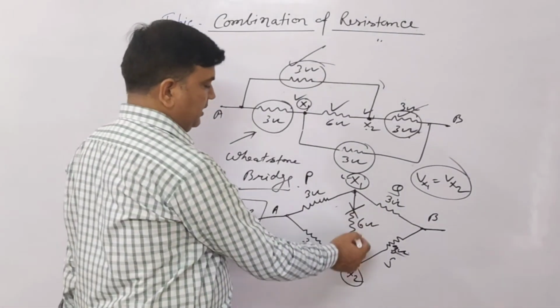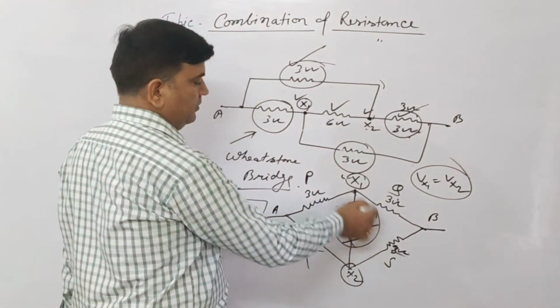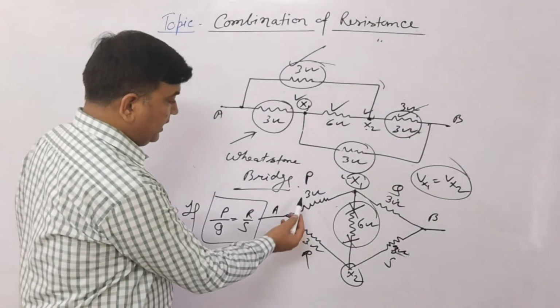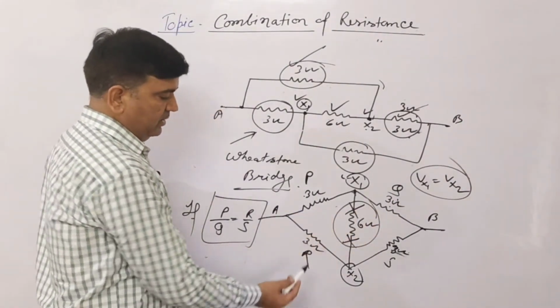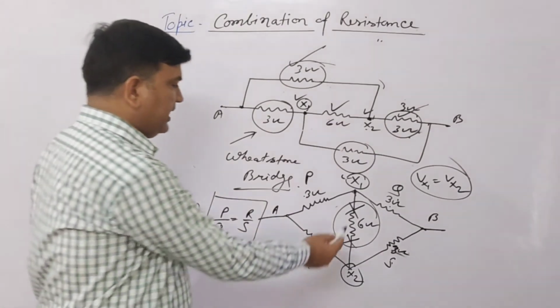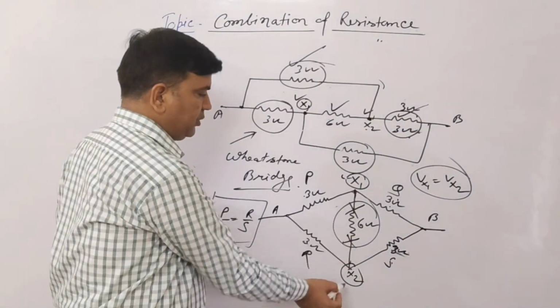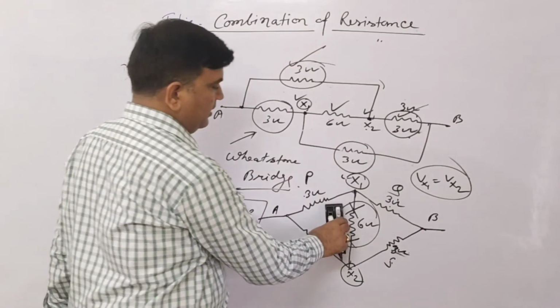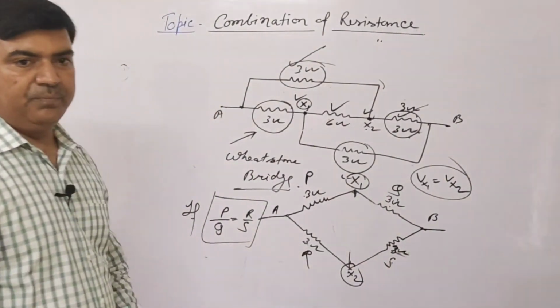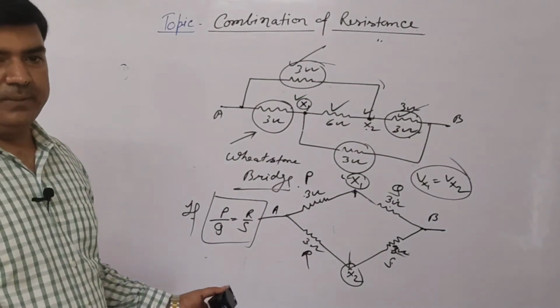So it is the useless resistance. No use of this resistance according to the Wheatstone bridge, because you see the ratio 3 by 3 is 1, 3 by 3 is 1. Is it clear? So no current passes through X1 and X2. So now we remove this resistance from the circuit, and now it is a very simple circuit.